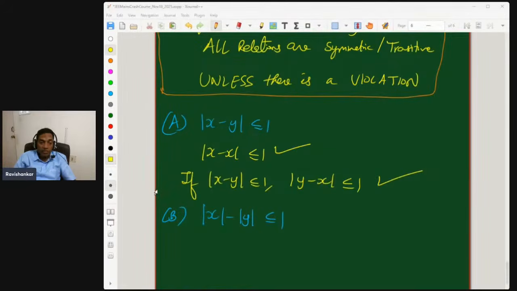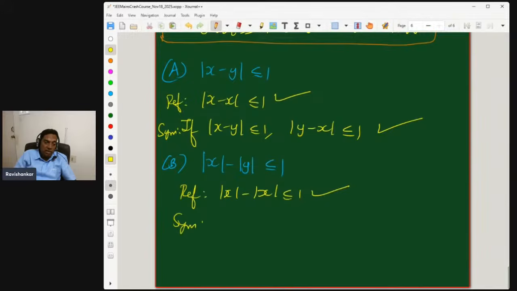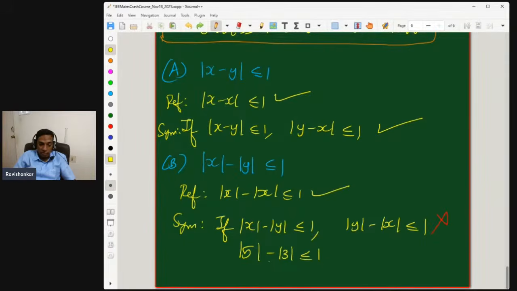But here we have to check reflexive but not symmetric. So this is reflexive and symmetric check. Reflexive check is mod x minus mod x is less than or equal to 1. Correct. Symmetric check is if mod x minus mod y less than or equal to 1, mod y minus mod x less than or equal to 1. Clearly this is wrong. You can take some simple case. Mod 3 minus mod 5 is less than or equal to 1 is correct. But mod 5 minus mod 3 is wrong.